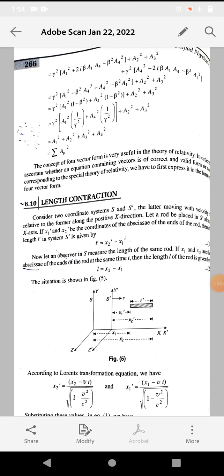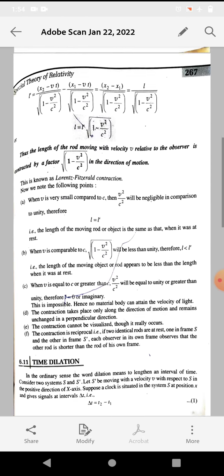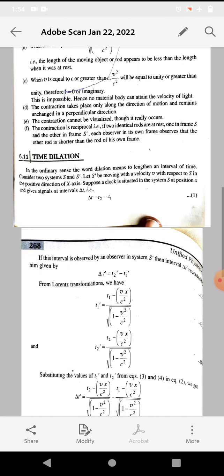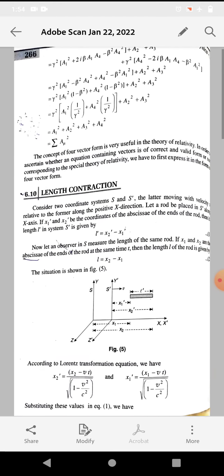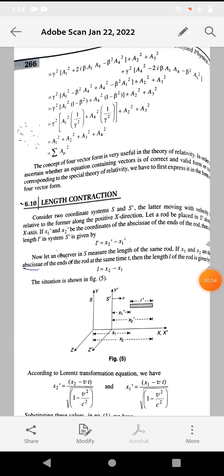Today our topic is Lorentz transformations applications. There are two Lorentz transformations applications: one is length contraction, another one is time dilation. One by one we see what is length contraction and what is time dilation.